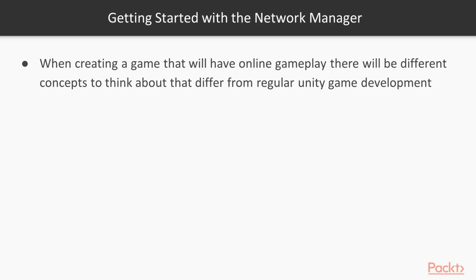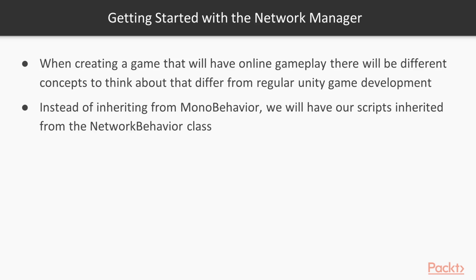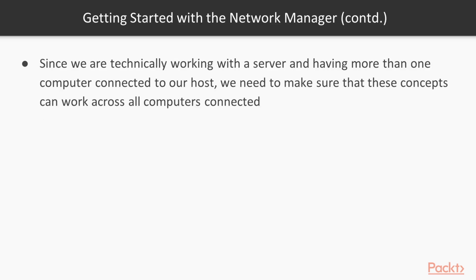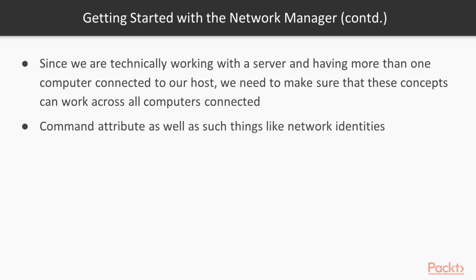When creating a game that will have online gameplay, there are different concepts to think about that may differ from regular Unity game development. Instead of inheriting from MonoBehavior, we will have our scripts inherit from the NetworkBehavior class. Concepts that we have gone over, such as player movement and shooting, will require a different implementation this time. Since we are technically working with a server and having more than one computer connected to our host, we will need to make sure that these concepts can work across all computers connected. Here we will take a look at the Command attribute as well as things like network identities.